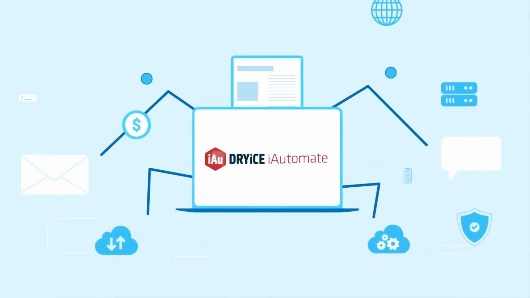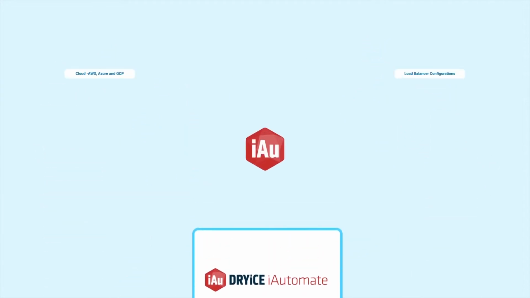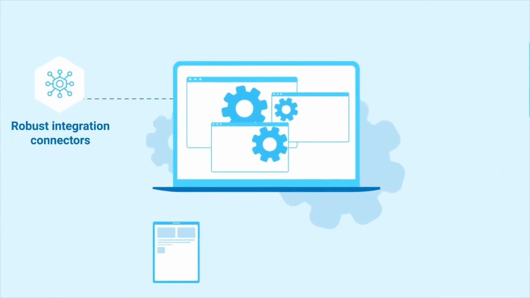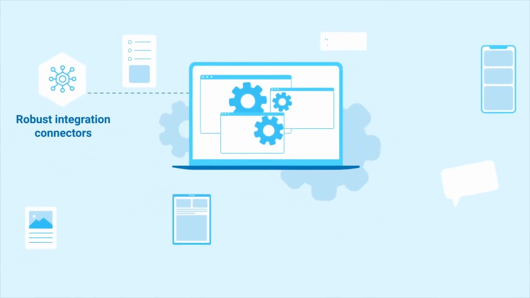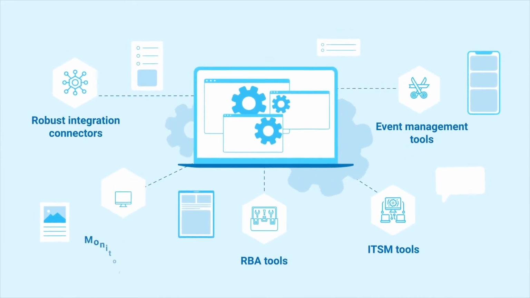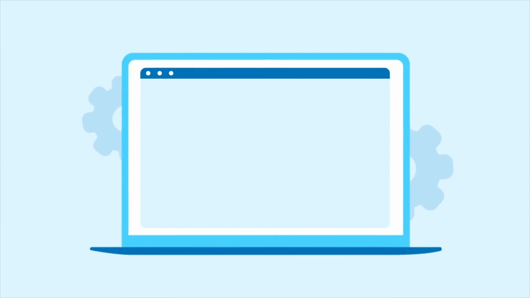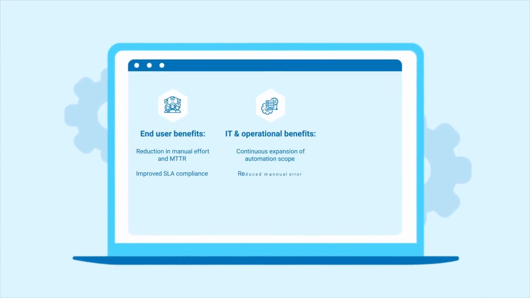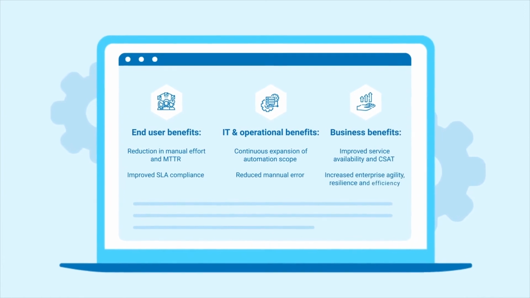Adding to its power, iAutomate comes with a ready-to-use repository of over 3,000 runbooks and robust integration connectors, which allow it to seamlessly integrate with all major ITSM, RBA, event management, and monitoring tools. iAutomate offers multiple benefits to the end user, IT and operations departments, and the overall enterprise.